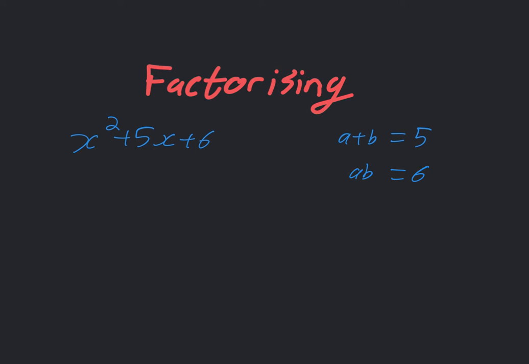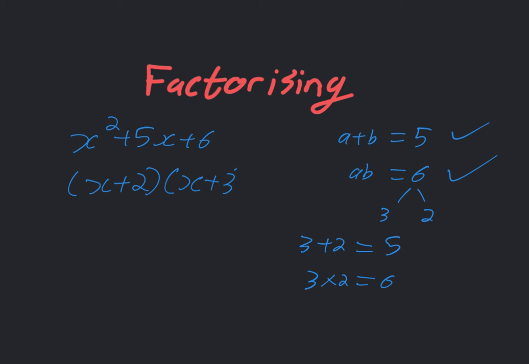Right, so now we think, what are the other factors of 6? Well, we could say 3 and 2, and then we can test that. 3 plus 2 gives us 5, so that test passes. And then, of course, because they're factors, 3 times 2 must be equal to 6, so that passes as well. So then we can write it as x plus 2 and x plus 3.